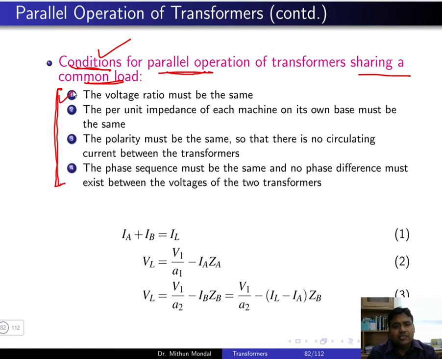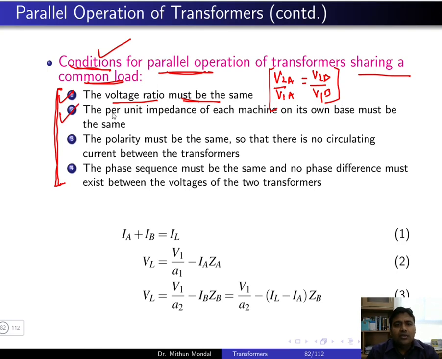The first point is that the voltage ratio must be the same. What is the meaning? The secondary voltage by the primary voltage, which is the voltage ratio of transformer A and transformer B, should be equal. So the voltage ratio of the two transformers must be the same.